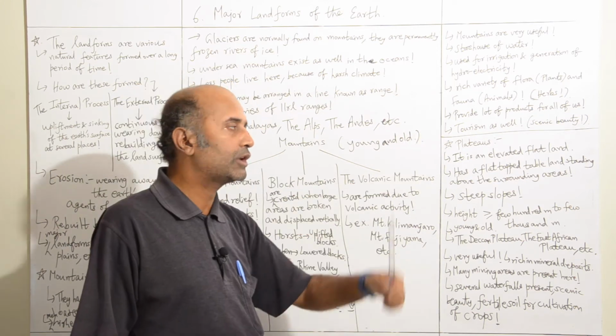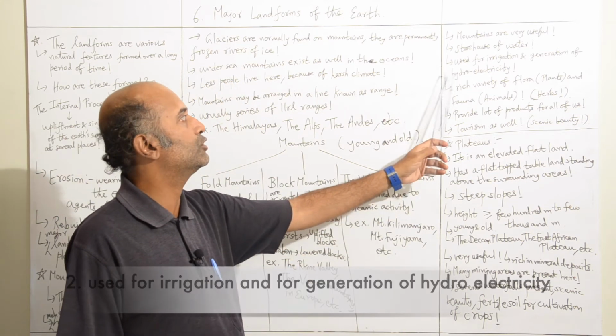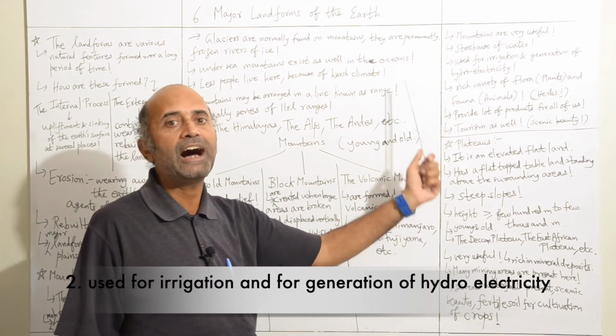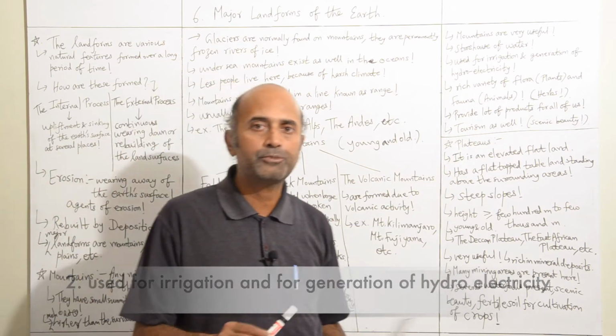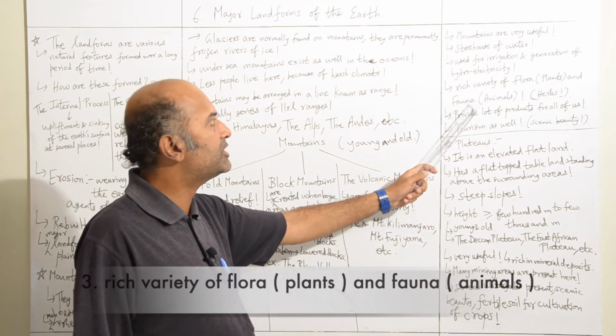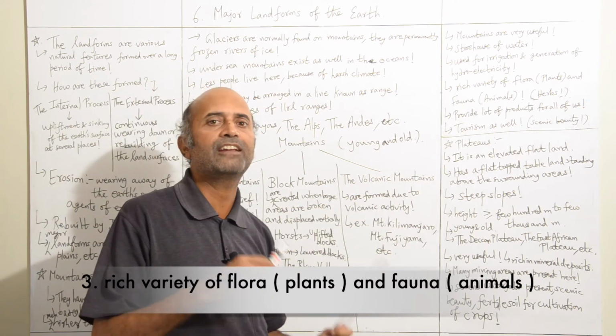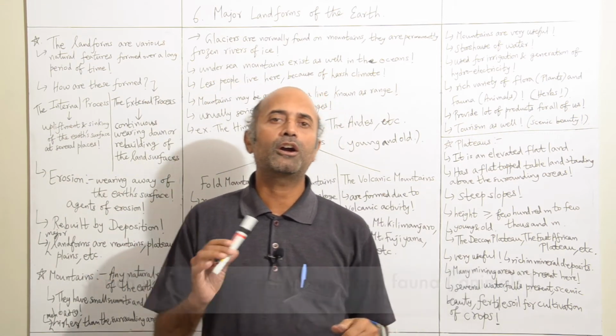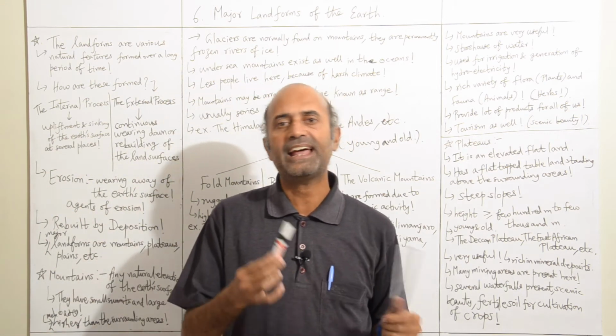Apart from that, the water found on the mountains is mainly used for irrigation and generation of hydroelectricity. That's why they are absolutely crucial and very, very important. And then mountains have a rich variety of flora and fauna. Flora and fauna are scientific terms for plants and animals.